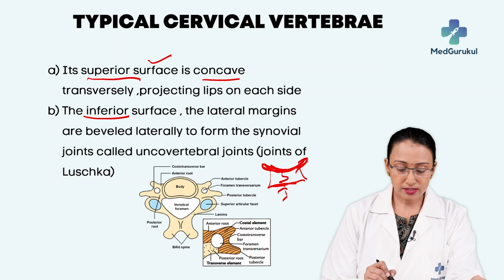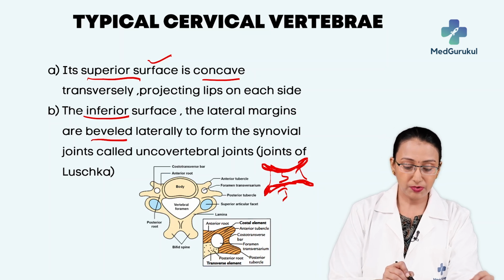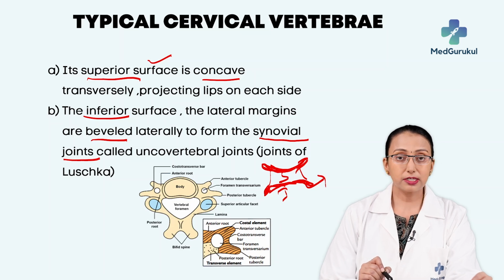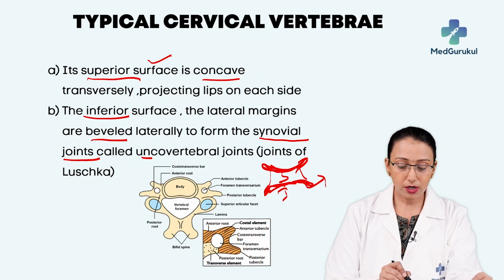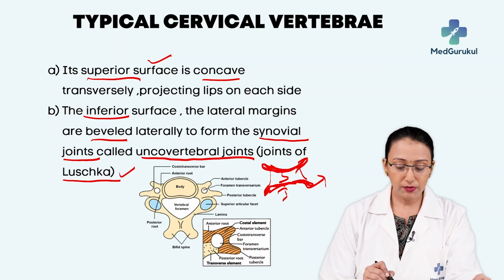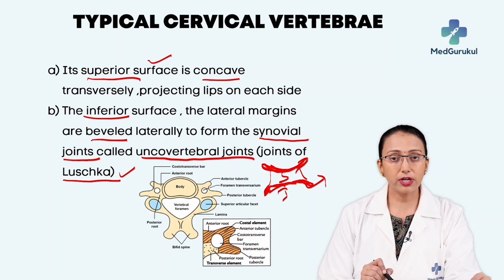Then the inferior surface, the lateral margins of this inferior surface are beveled. So the projections are there, and it is beveled laterally to form the synovial joint. So what joint does this form? It forms the uncovertebral joints, that is the joint of Luschka, which is formed by the bevelled edges of the inferior surface of the body of the cervical vertebrae.